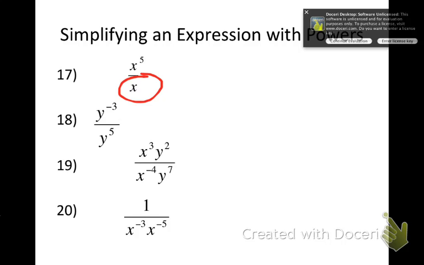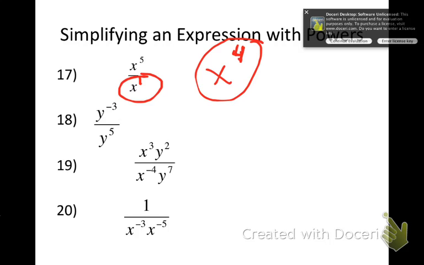1. Because I'm dividing, I'm going to subtract exponents. X to the 5th over x to the 1st gets me x to the what? Shane? X to the 4th. Nice job, sir. X to the fourth. Okay, good work.